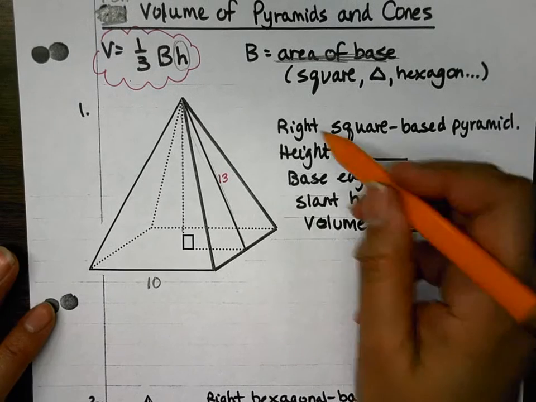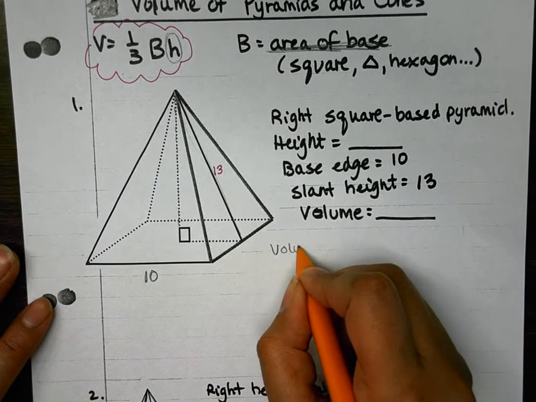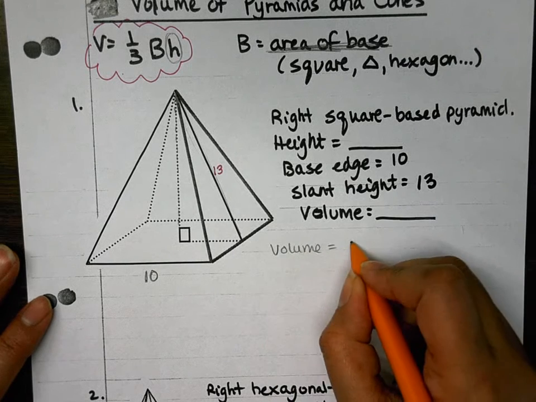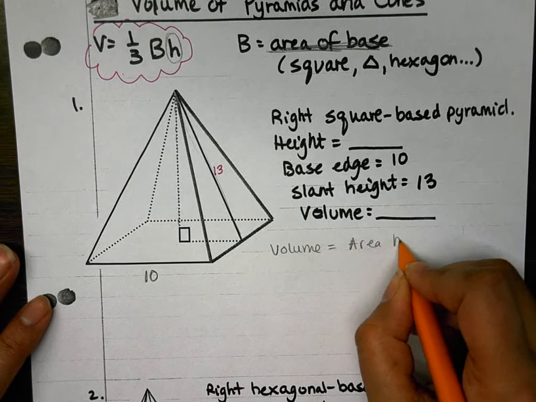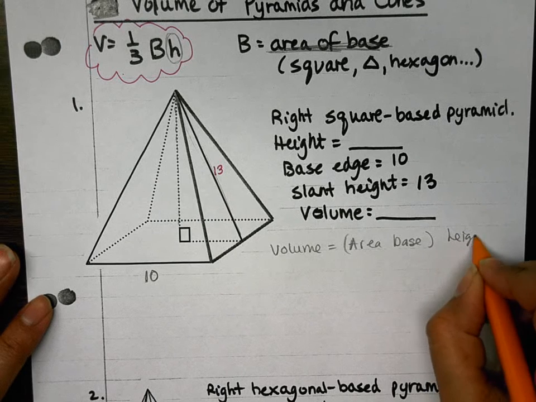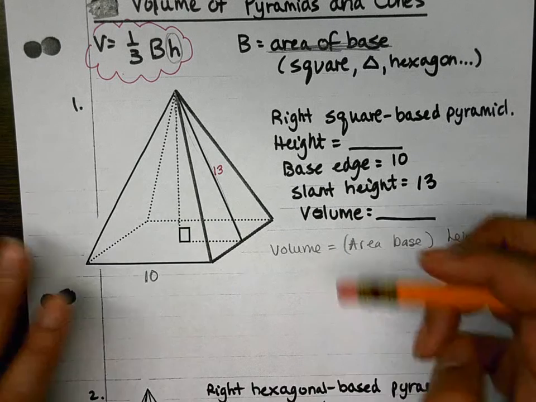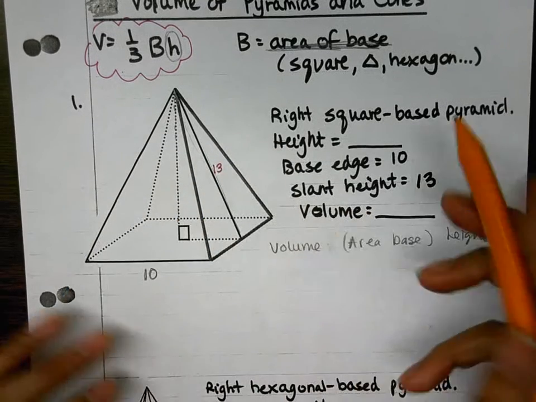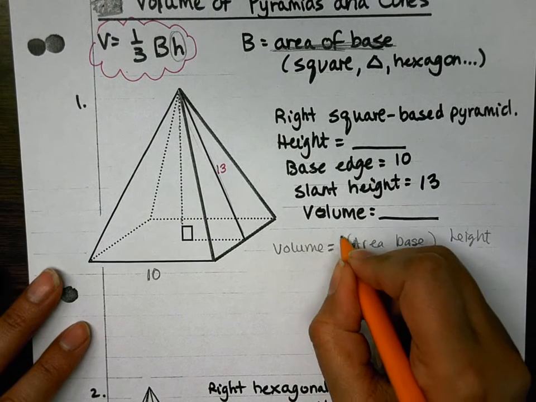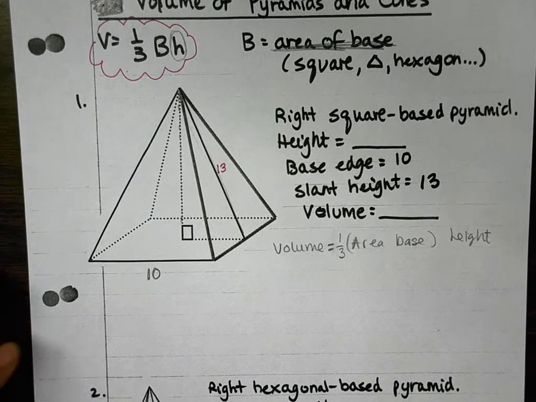Volume equals area of the base times the height. What piece did I leave off? There's a piece I'm missing right here. 1/3. Good job. Volume equals 1/3, and that is for pyramids and cones. Area of the base times the height.